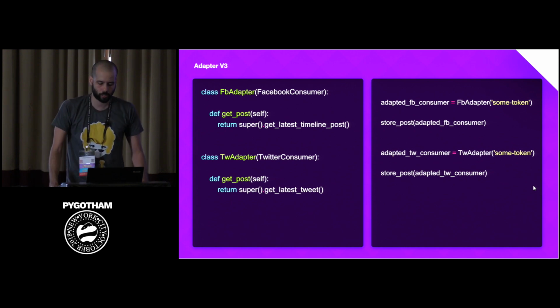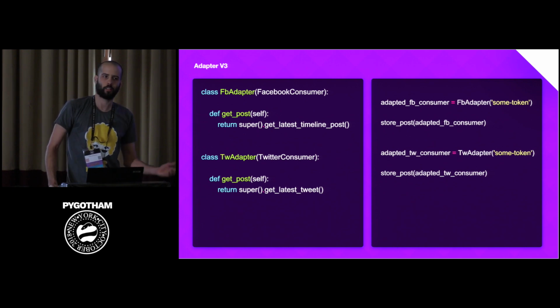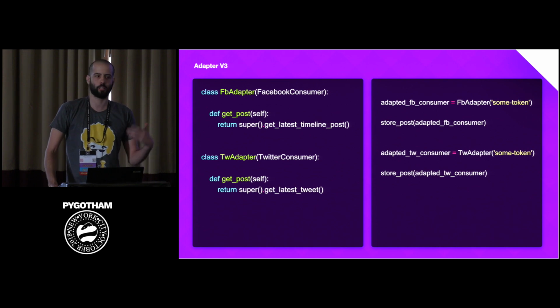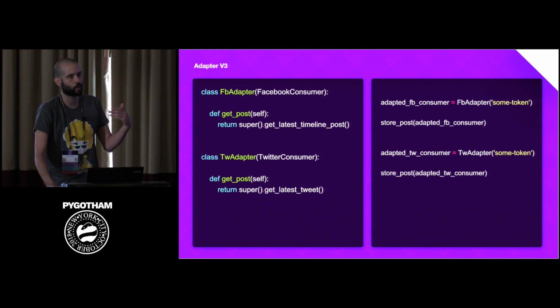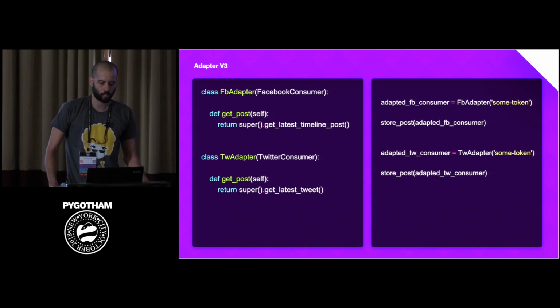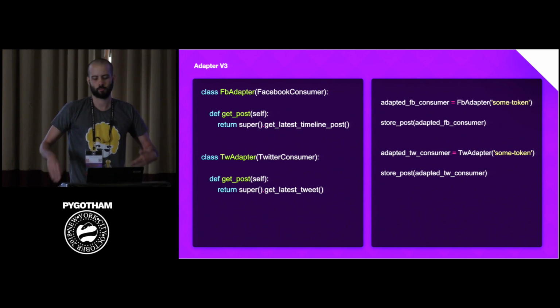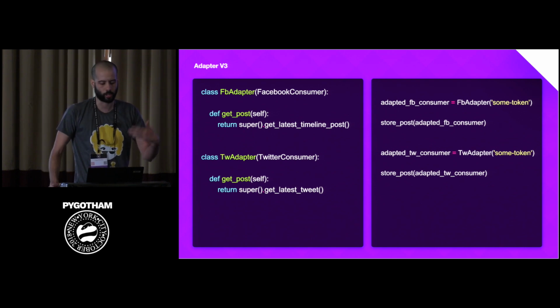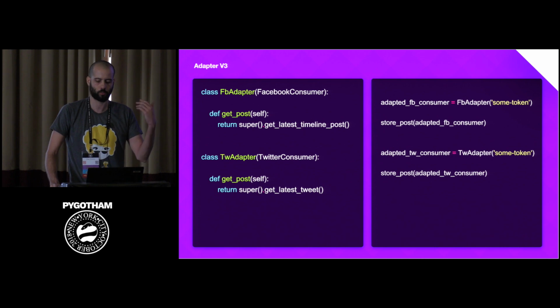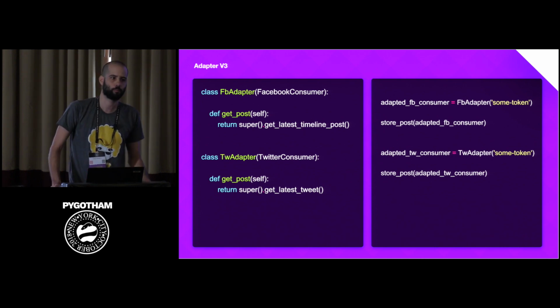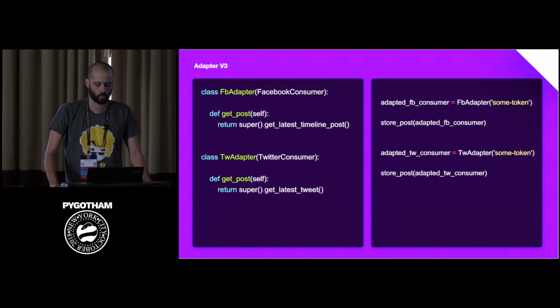The last version I want to show you about this is instead of adapting by object, by instance, I'm adapting by inheritance. And the approach you're going to use in your software depends on what library you are trying to adapt. It depends a lot on whether you have access or not to the internal methods of the consumer.